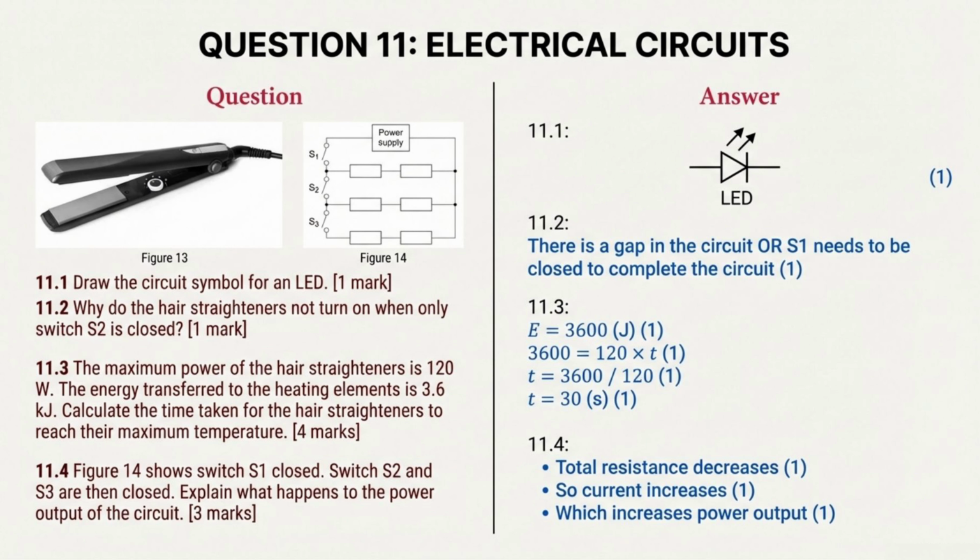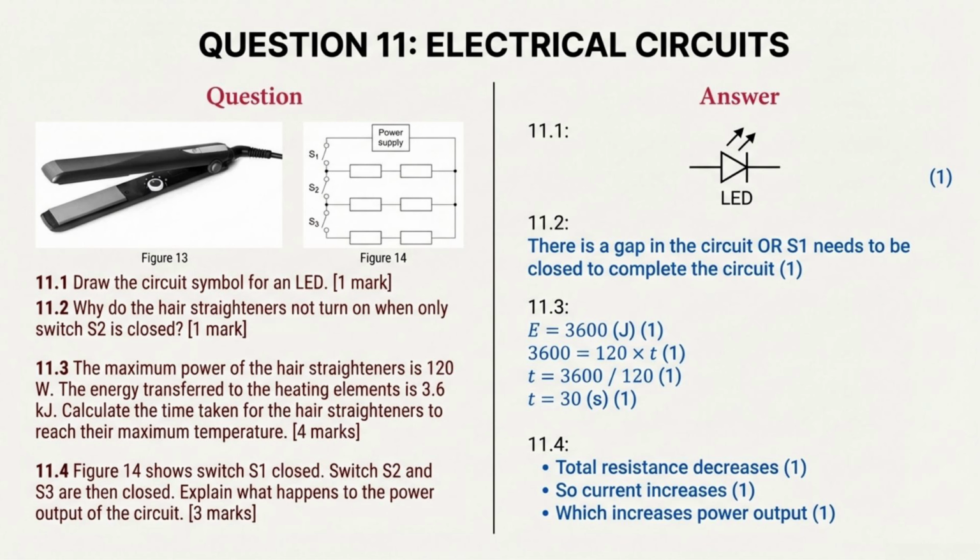Finally, we reach question 11, electrical circuits. It features a diagram with a power supply, 3 parallel branches, and switches S1, S2, and S3. There's also a picture of some hair straighteners. 11.1 just asks you to identify a circuit symbol for the diagram, a triangle pointing to a line inside a circle with 2 arrows pointing away. That's an LED, right? Light emitting diode.